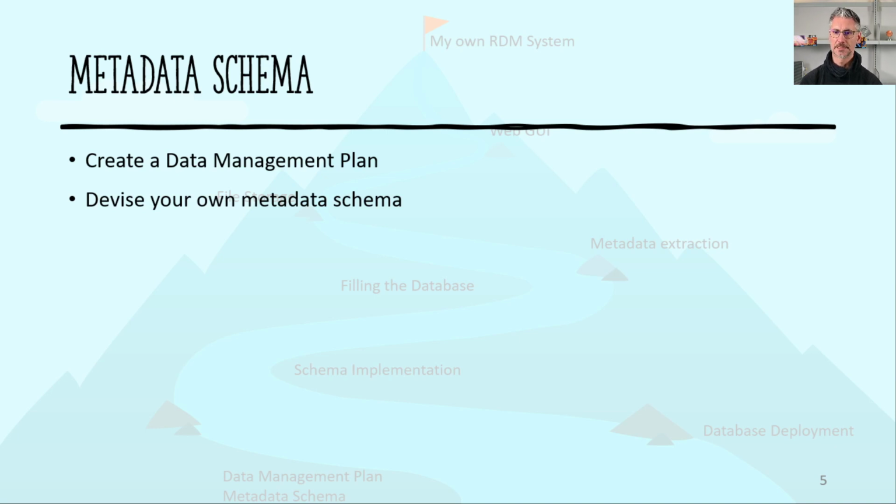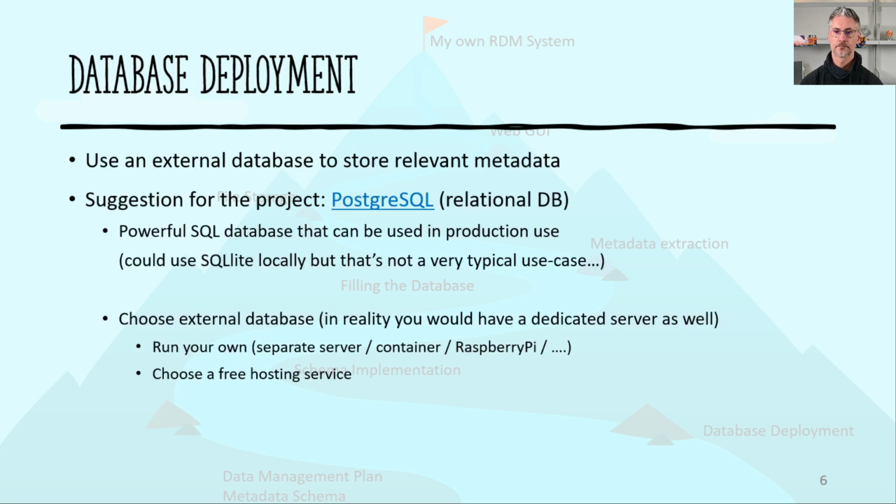Let's start with the metadata schema. First of all, create a data management plan, and then based on that devise your own metadata schema for the research project you're working on. And then think about the technology choices in databases. Which database do you want to use? Where do you want to host the database?